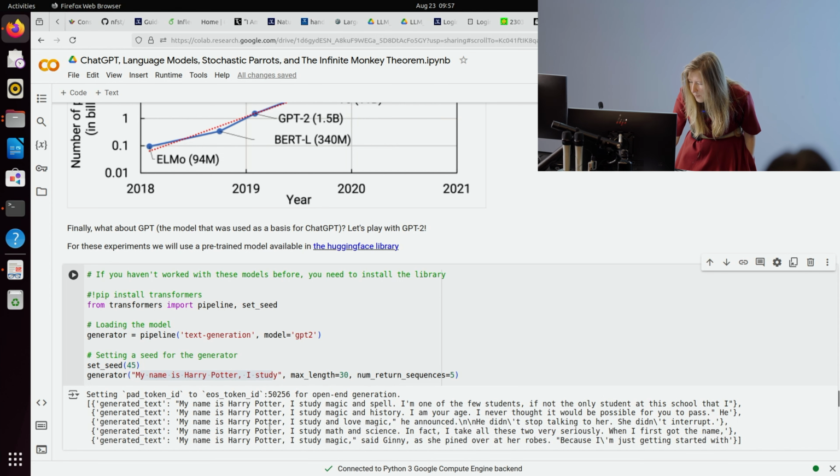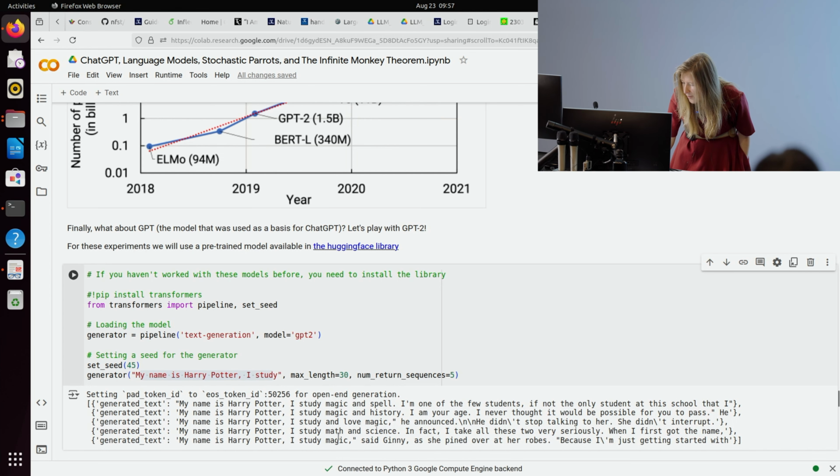The second one is: My name is Harry Potter. I study magic and history. I'm your age. I never thought it would be possible for you to pass. Then: I study and love magic, he announced. I study math and science. In fact, I take all these two very seriously. I study magic, said Ginny. So it's just from Harry Potter. You see that they all look like real English. They're syntactically, grammatically correct, most of them, and they make sense to us.